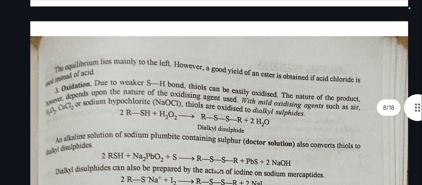Reaction with carboxylic acid: thiols react with carboxylic acid, probably in the presence of an inorganic acid as catalyst, to form the corresponding thioesters. Acid ले लिया हमने RC double bond O OH, thiol HSR, H positive, RC double bond O SR plus H2O, thioester. Here we can easily find thioesters.